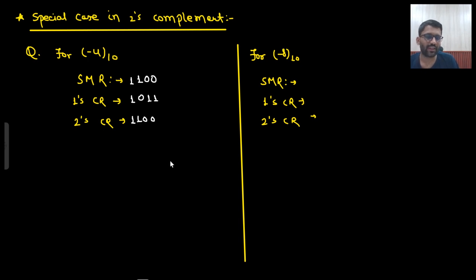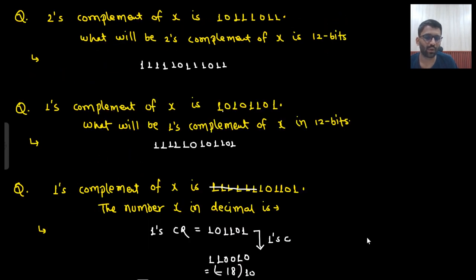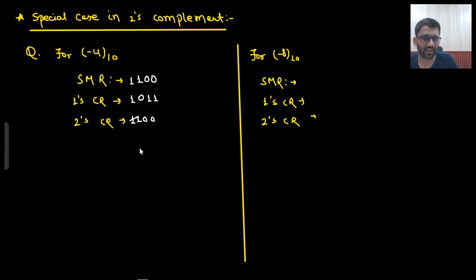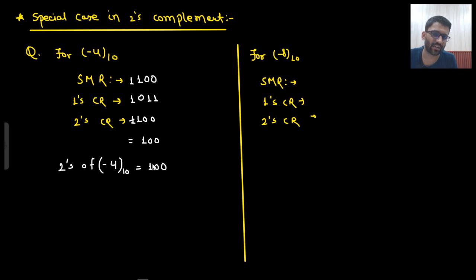This 1 is being repeated twice, right? What did I tell you? In 2's complement and 1's complement, I can cut these ones if they are being repeated more. So here I can only keep 1 one. This I told you, right? So I can cut this 1 now. If I cut this 1, what will be my answer? 100. So the 2's complement of minus 4 is equal to 100, you are getting.